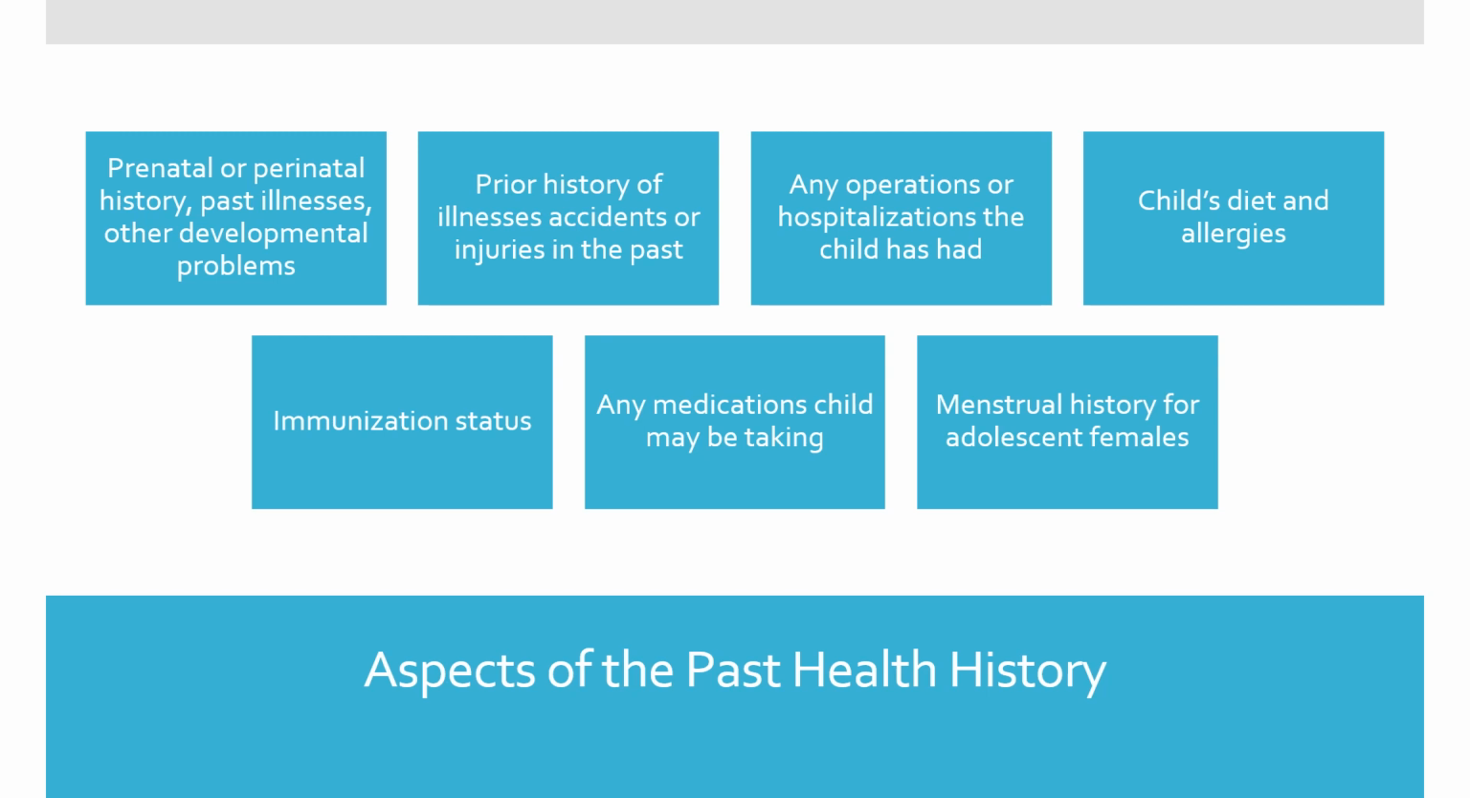We also want to get an immunization status, if they're current, if they're behind, and then talk about why they might be behind if they are. Any medications the child might be taking, and that's going to include any over-the-counter medications or prescription medications. And for our females, is there any menstrual history?